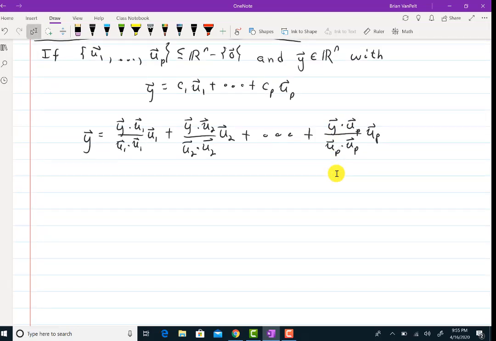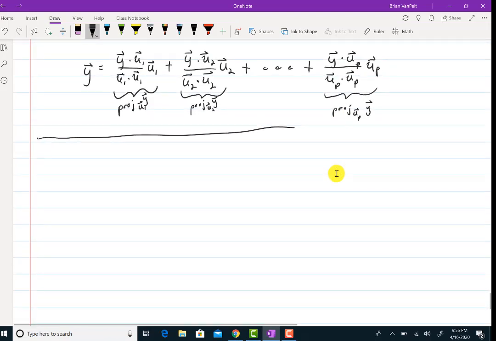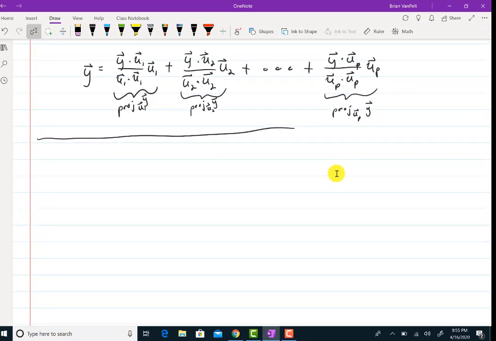If you think about this, this portion right here is the projection of y onto u1. This guy right here is the projection onto u2 of y, and so on. This last thing out here is the projection onto up of y. As usual, the inspiration that we need for visuals comes from R2.